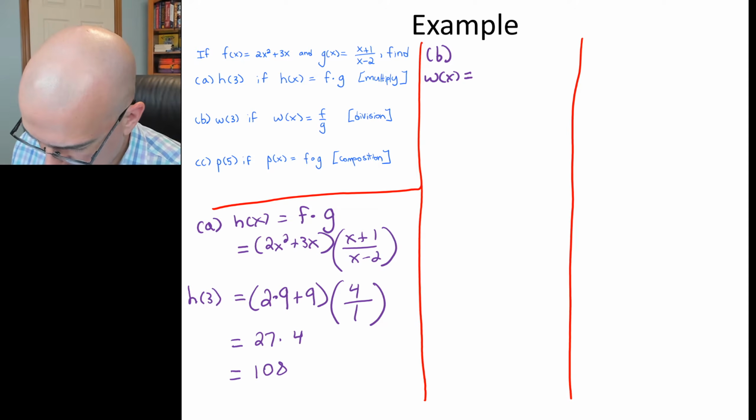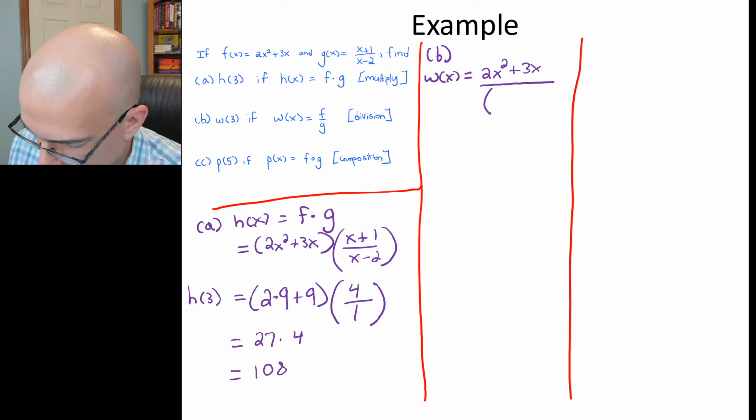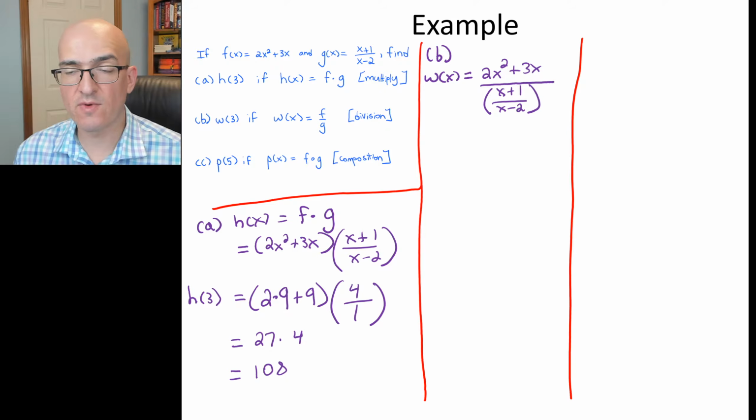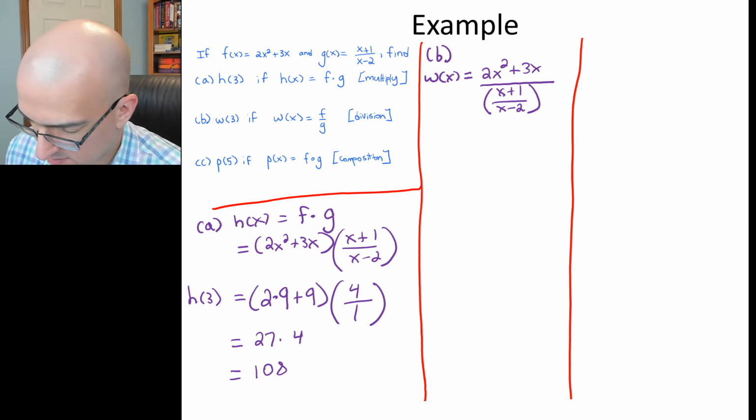Is f divided by g. So 2x squared plus 3x, all divided by x plus 1 over x minus 2. Double fraction, you can simplify it if you want. I'm not going to bother. I'm going to plug in 3.